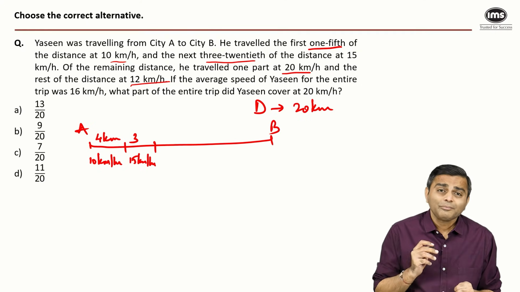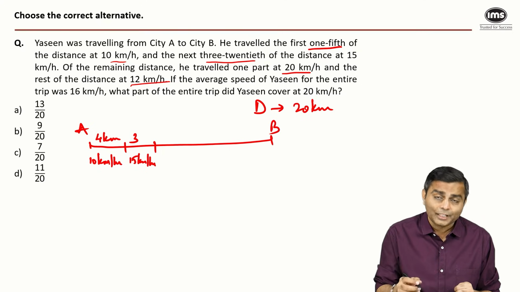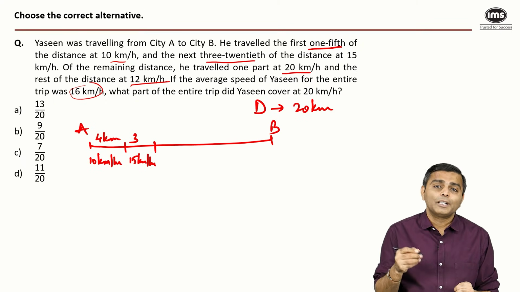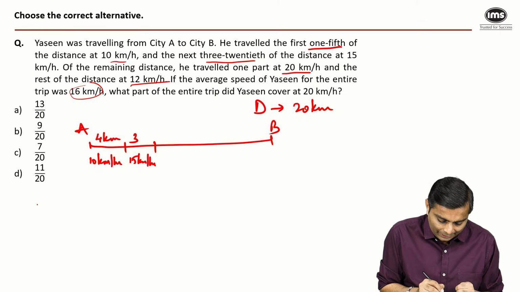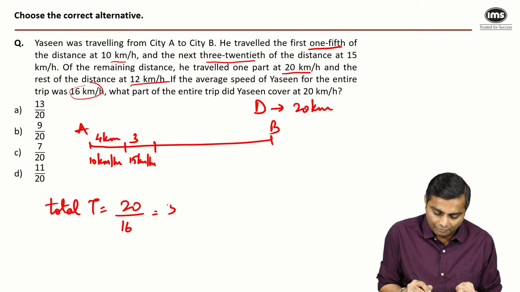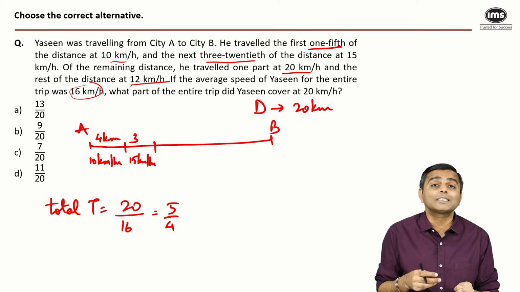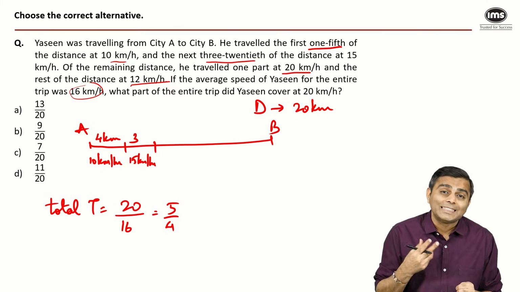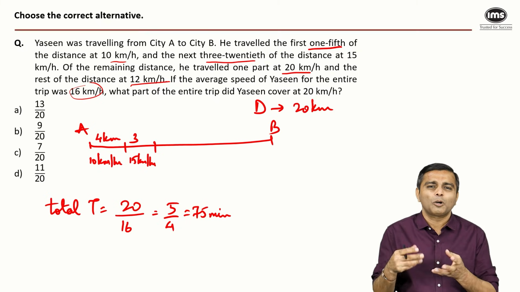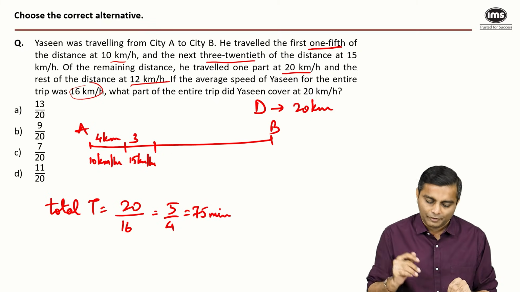Great. Now first let's find out the total time taken. We know the total distance, 20. We know the average speed, which is 16. So the time is distance by speed. So total time is total distance, which is 20, by speed, which is 16. So this is 5 by 4 hours. 5 by 4 hours is 5 by 4 into 60, 75 minutes. Or you can think of it as 1.25 hours.